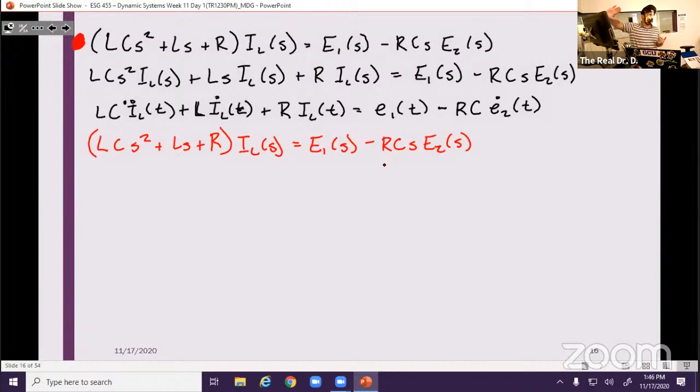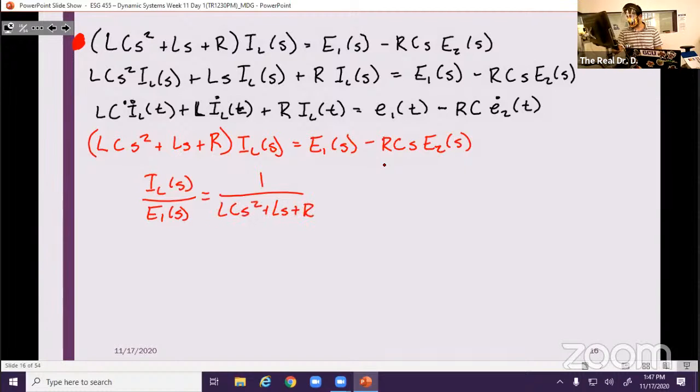So I'm going to set E2 equal to 0. If that's equal to 0, and what you can't see, anybody except me, because the screen doesn't transmit to the board, is that I'm covering up the E2, the RCE2 part. What am I left with? Well, I want to find the ratio of IL of S to E1 of S, which is just going to be 1 over LCS squared plus LS plus R. And there is my transfer function with regard to E1.